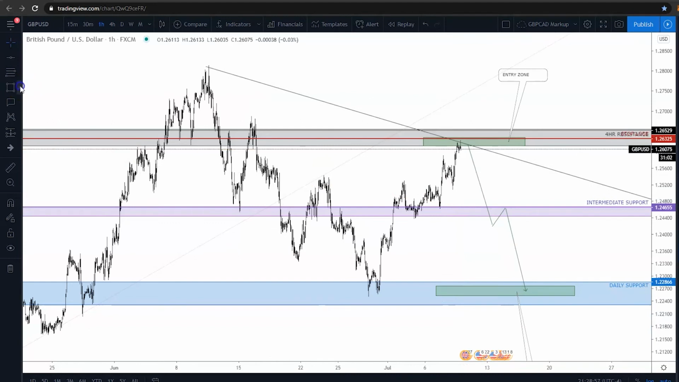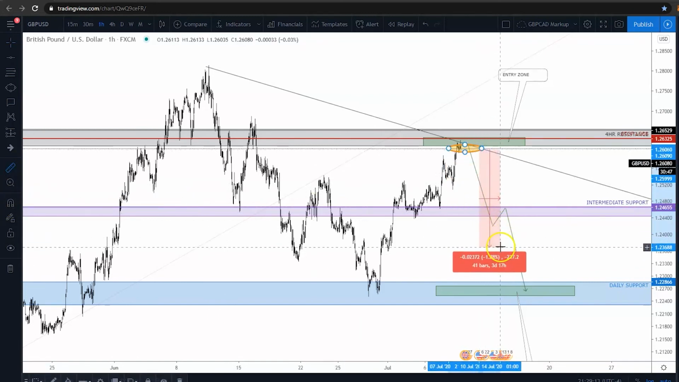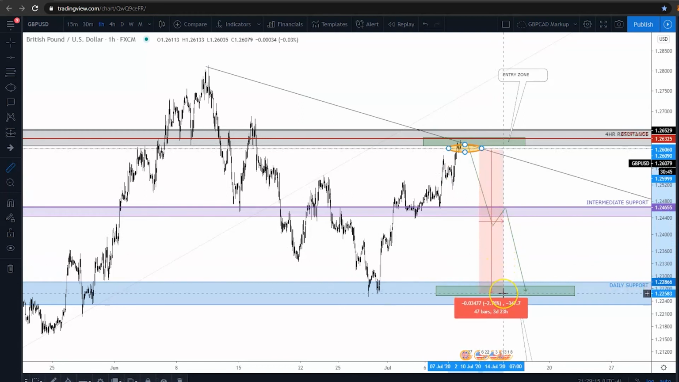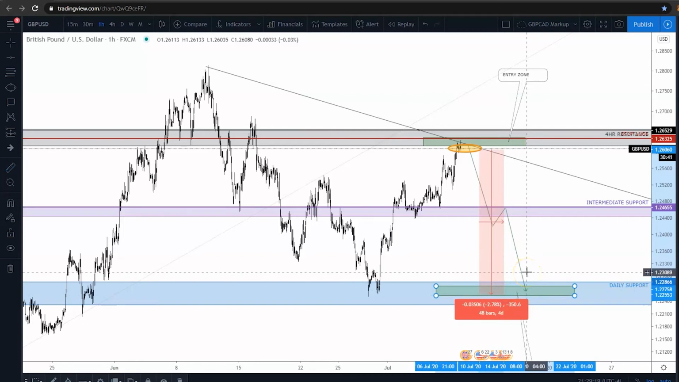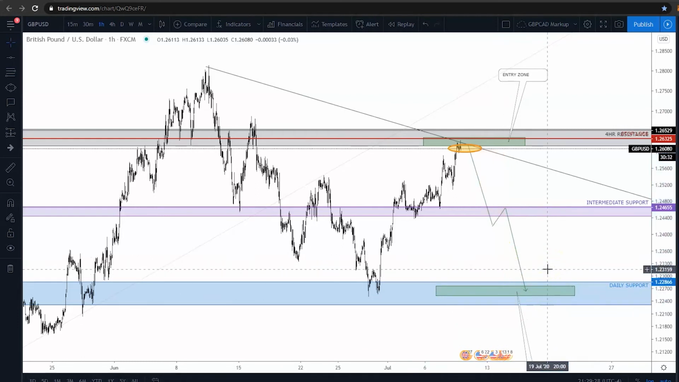Let me circle where I would enter. So anywhere in that zone is, I would say, safe to enter. And we are looking at about a 350 pip move. Can you say payday? This is a great setup. A great setup. So that's what I'm expecting to see.